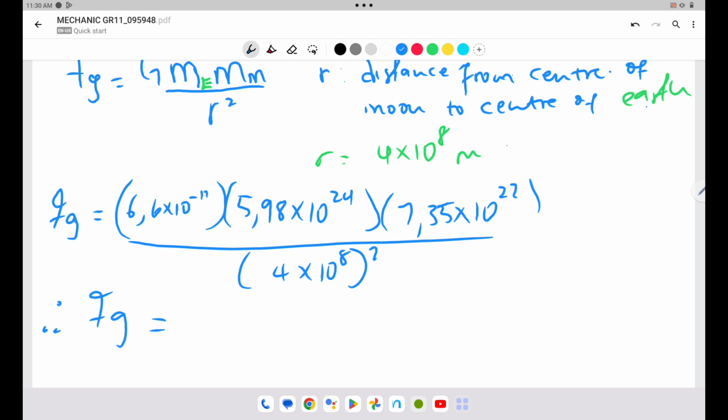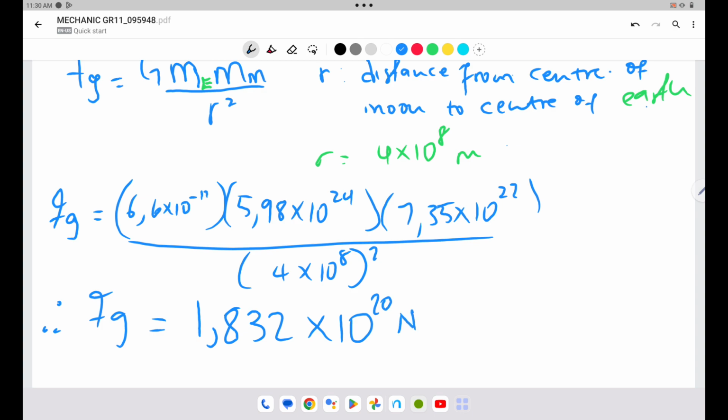calculator, okay, 6,67 to the power negative 11 times 5,98 to the power of 24 times 7,35 to the power of 22 divided by, okay, my calculator says the answer will be 1,832 times 10 to the power of 20 newtons.